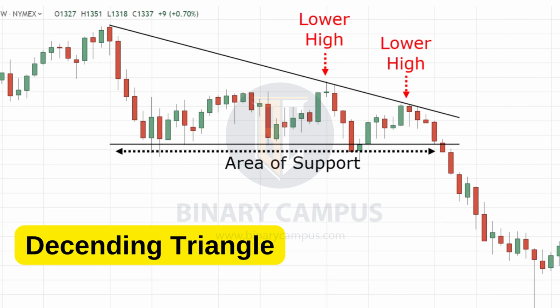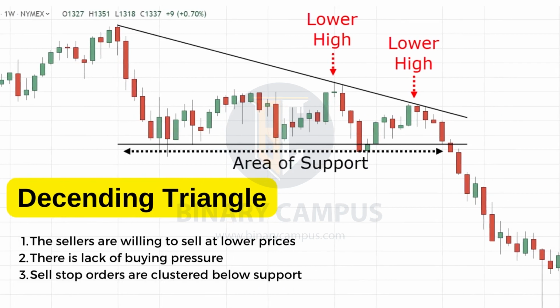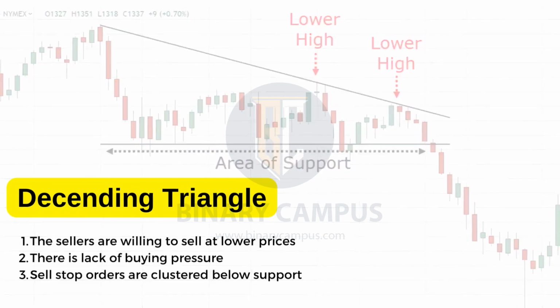Descending triangles can be identified from a horizontal line of support and a downward sloping line of resistance. Eventually, the trend will break through the support and the downtrend will continue. As you can see, the descending triangle has a series of lower highs approaching support. This is a sign of strength for three possible reasons. First, the sellers are willing to sell at lower prices. Second, there is lack of buying pressure. Third, sell stop orders are clustered below support.